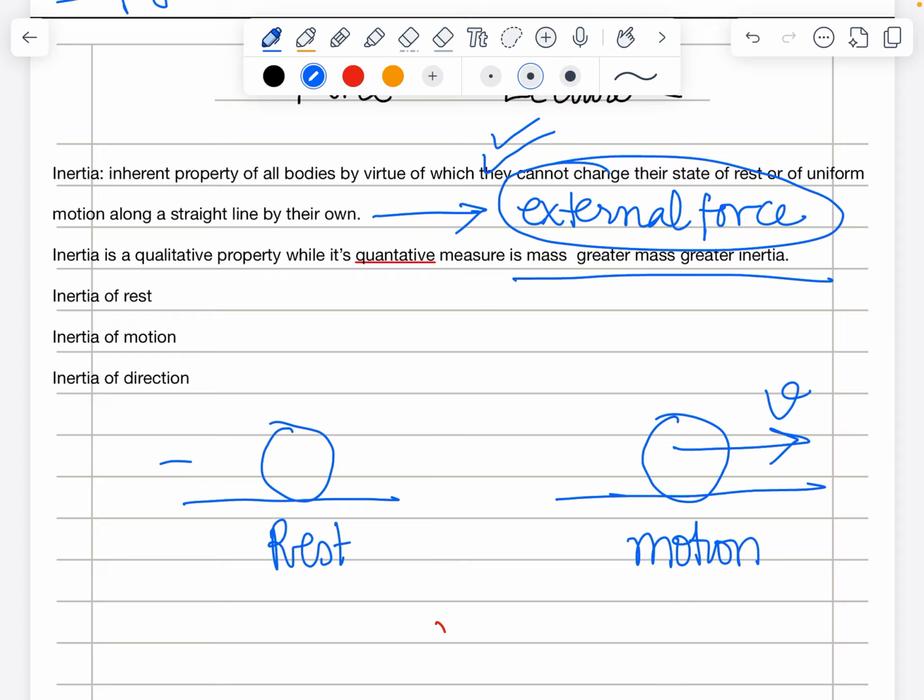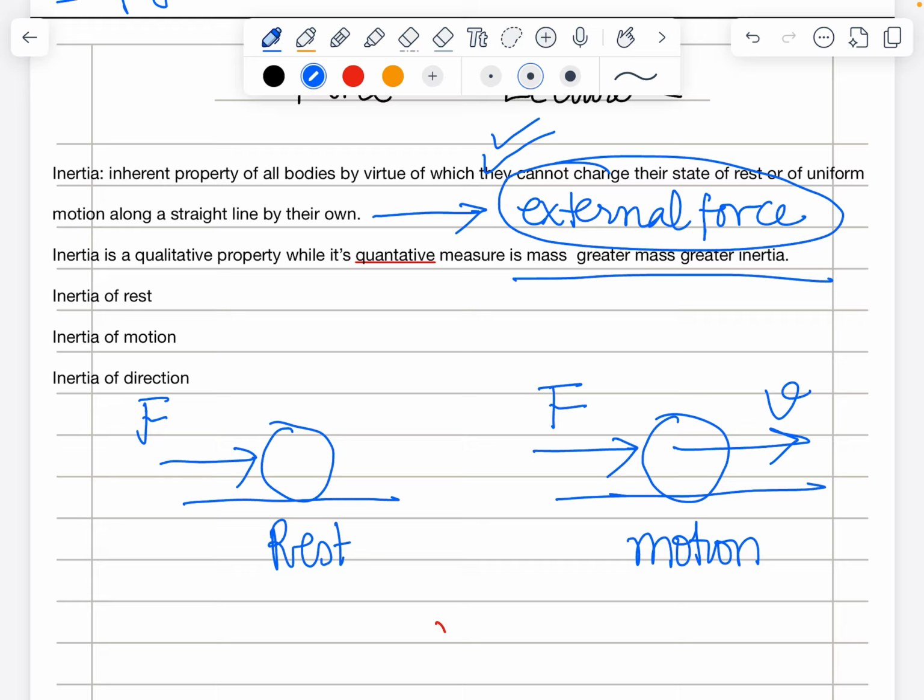When you are applying external force on the body, then what will happen? This external force will try to bring it in the motion. When you apply the external force here, what will happen? External force will try to change its velocity. But in the beginning, what will happen? Body will oppose this external force by virtue of inertia. It is clear. And that inertia depends upon the mass of the body. Greater the mass of the body, greater will be the inertia.